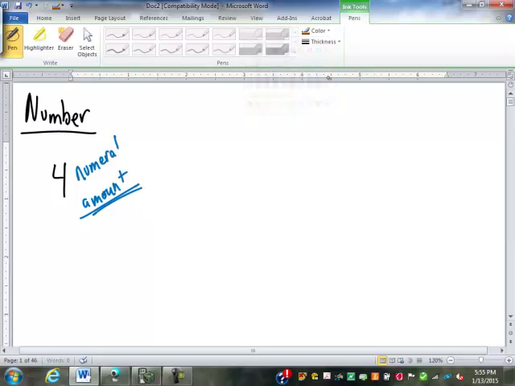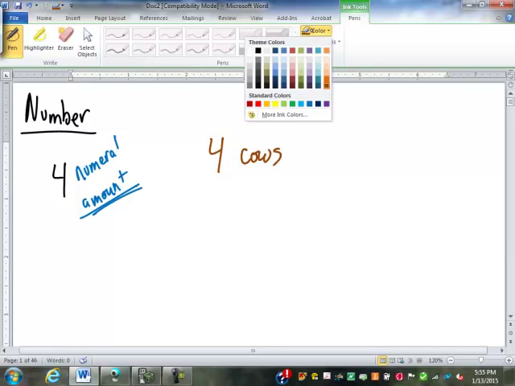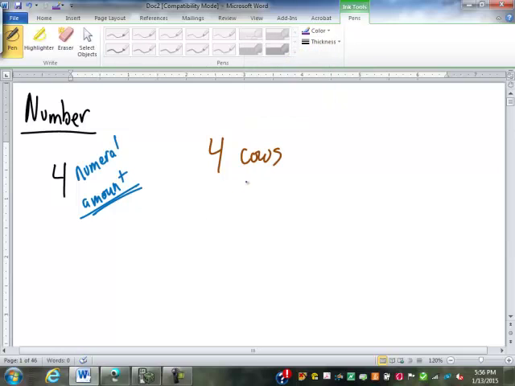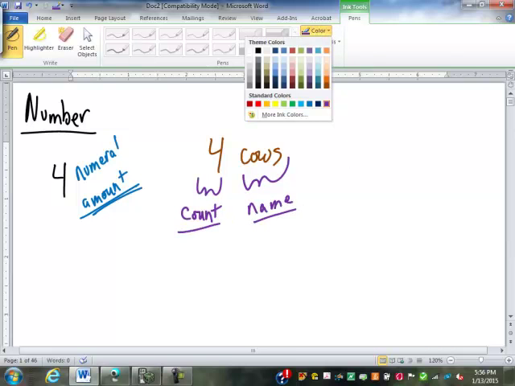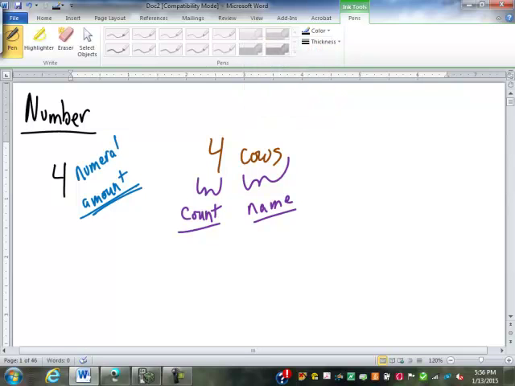To truly be a number, it must not only tell us how much, but of what. So it might be 4 cows. So we have an amount, the 4 here, which I'm going to call the count. And we know just what it is we have 4 of. The cows in this case, which I'm going to call the name. So we have a count and a name.